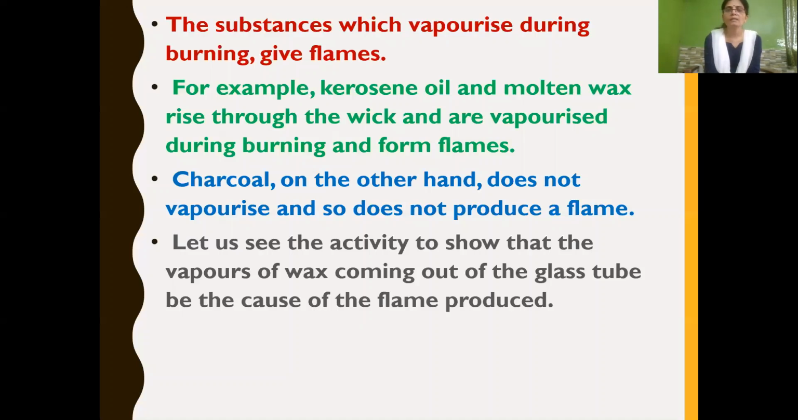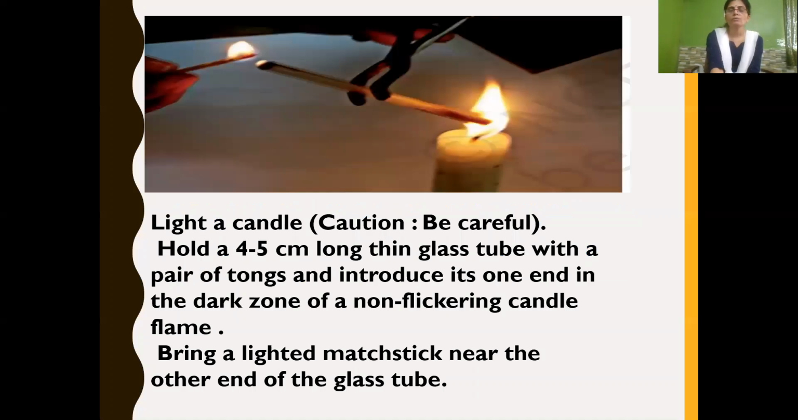Now let's see the activity to show that the vapors of wax coming out of the glass tube are the cause of the flame produced. Now we have learned, isn't it, that substances which vaporize during burning form flames. Example, wax and kerosene oil. Now see here, you have to light a candle.